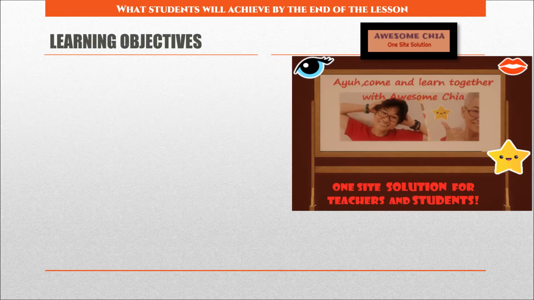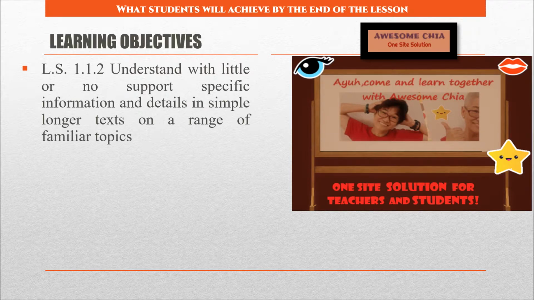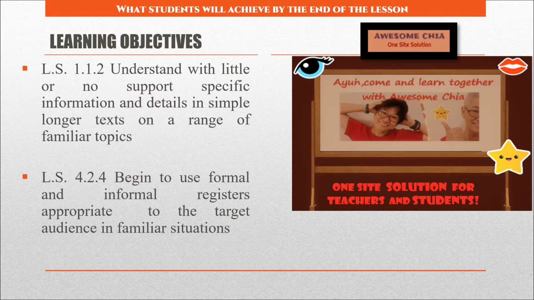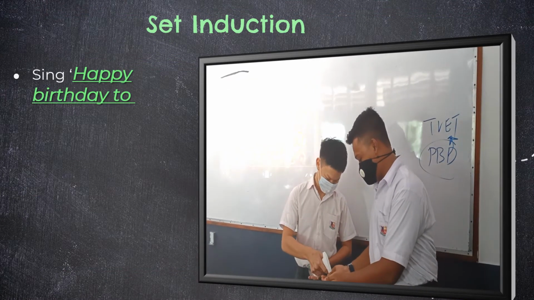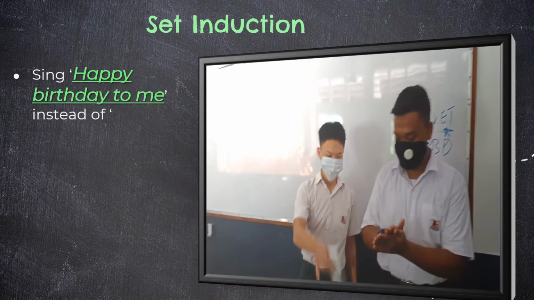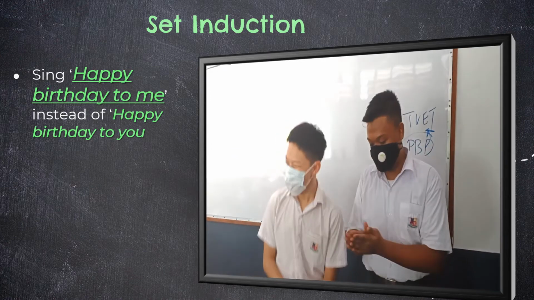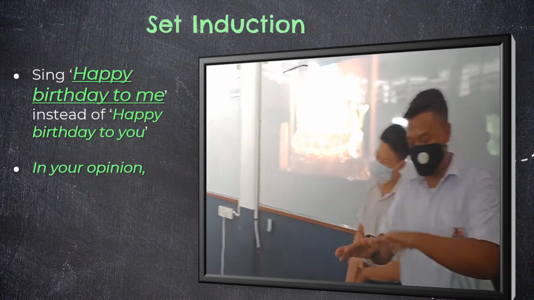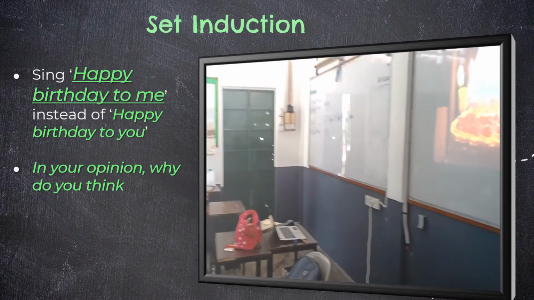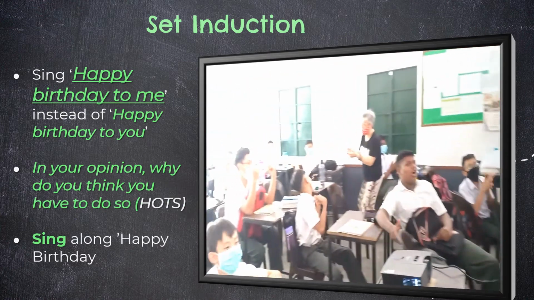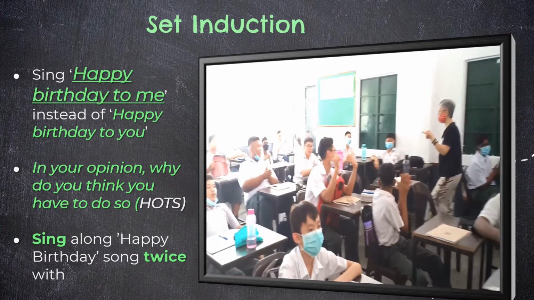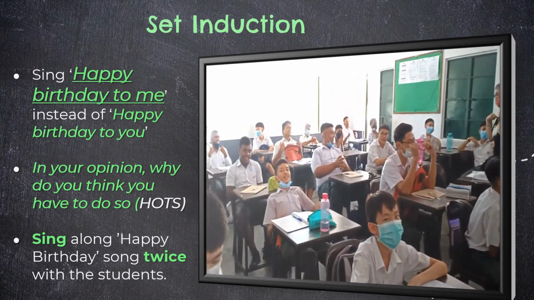What students will achieve by the end of the lesson? These are the learning objectives. Sing happy birthday to me instead of happy birthday to you. In your opinion, why do you think you have to do so? Is it because of your teacher's birthday? Next, sing along happy birthday song twice.